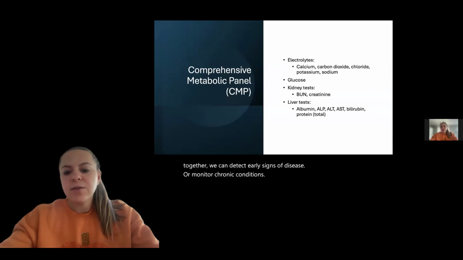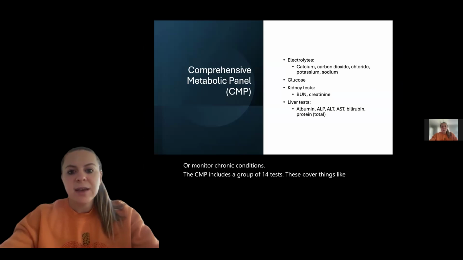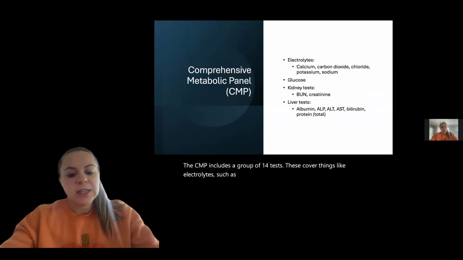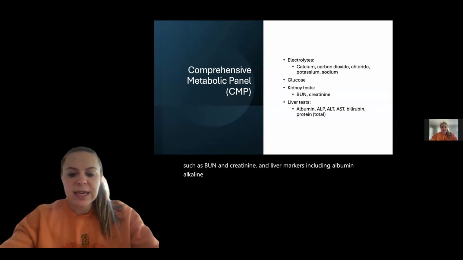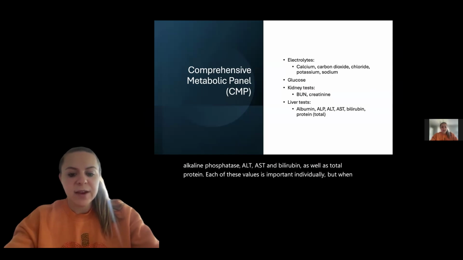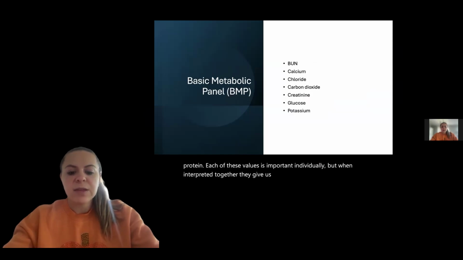The CMP includes a group of 14 tests. These cover things like electrolytes, such as calcium, chloride, potassium, sodium, and carbon dioxide, along with glucose. It also includes kidney markers such as BUN and creatinine, and liver markers including albumin, alkaline phosphatase, ALT, AST, and bilirubin, as well as total protein.